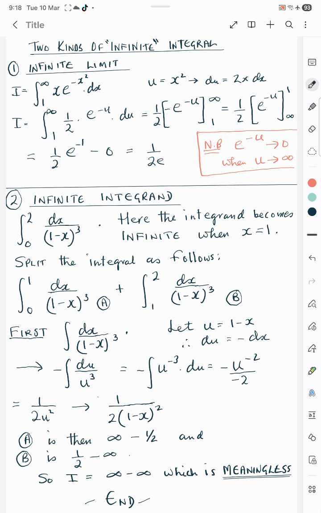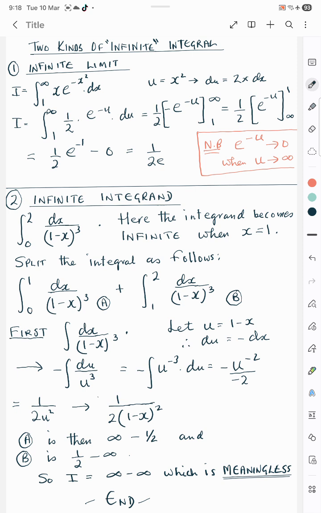And so what we do in cases like this is to split the integral up as follows. First of all, have the range going from 0 to 1, and in the second part, have the range going from 1 to 2. So dealing with part A first, and well, just look at the general integral without limits. So we have dx over 1 minus x cubed.